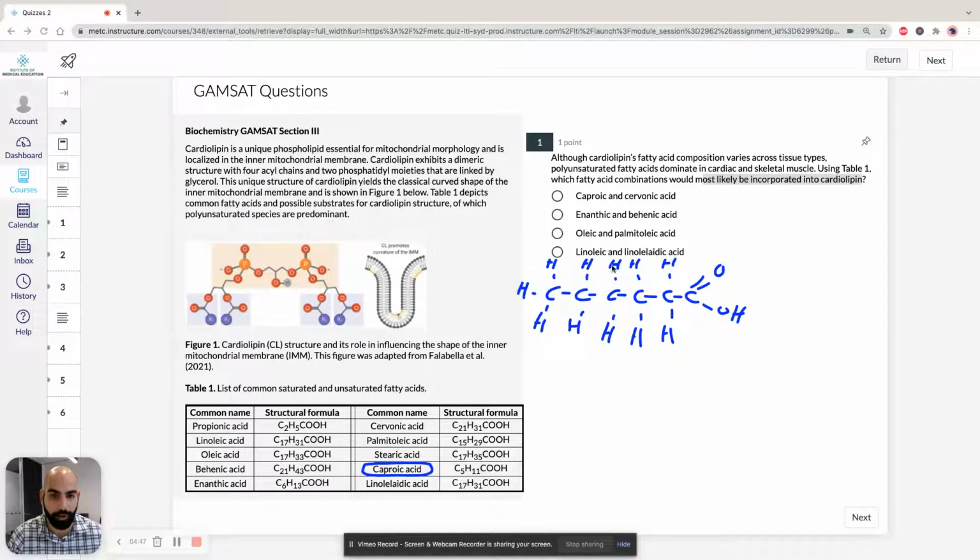So 3, 4, 5, 6, 7, 8, 9, 10, 11, 12 hydrogens, 6 carbons, and 2 oxygen atoms. Look, in your GAMSAT, you're not going to sit there and draw every single compound or fatty acid to try to figure out which one is saturated or unsaturated. There is a formula, as I alluded to earlier.